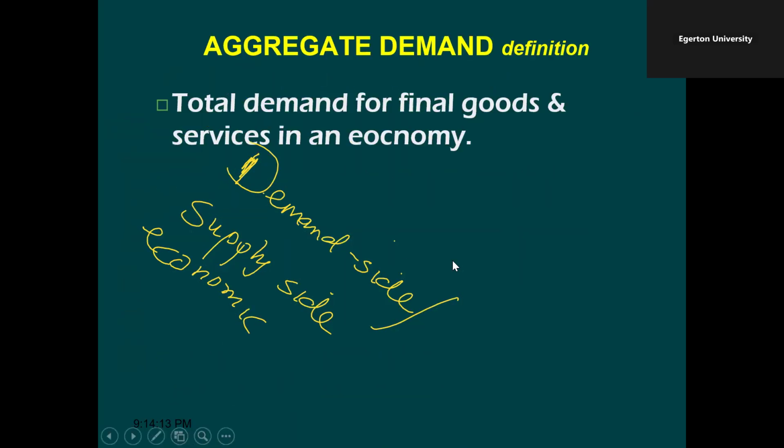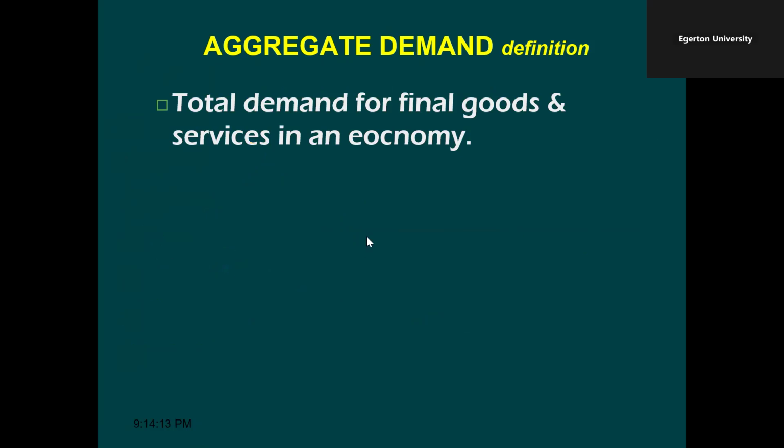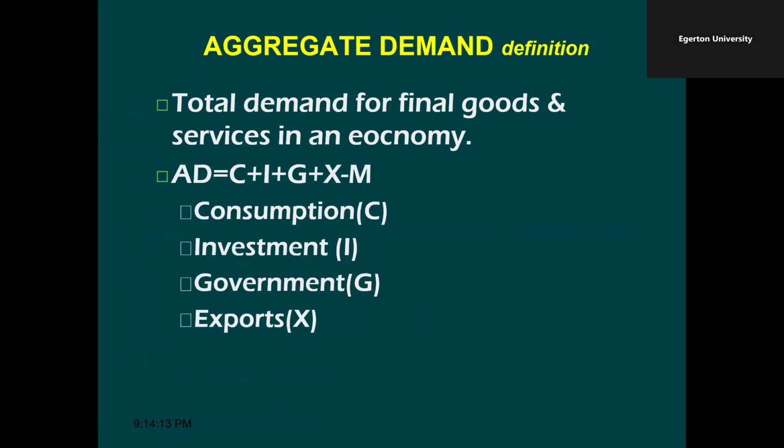And as we saw, when we talk about the components, aggregate demand comprises consumption, investments, government, exports, and imports. From an equation point of view, we'll normally express it that way: C, I, G, X, M. C plus I plus G plus X minus M.